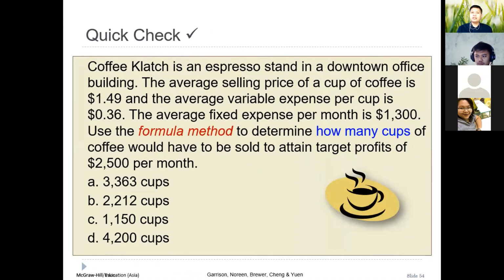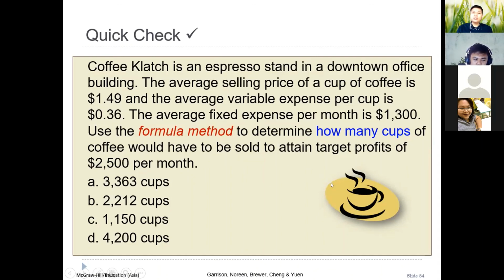Let's have a quick check. Coffee Clutch is an espresso stand in a downtown office building. The average selling price of a cup of coffee is 1.49. Same given numbers. 0.36 is the variable rate. The fixed expense is 1,300. Okay, you can use any formula, no? Okay. What would have to be sold to attain target profits of 2,500 per month?